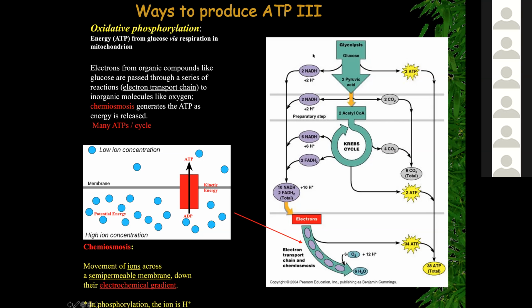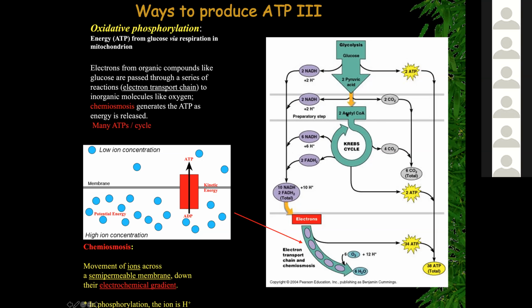So let's start here on the right with glycolysis, which results in glucose. And as I said earlier, glucose can be split into two pyruvic acid molecules. And when that happens, two ATPs are generated. And also, two electrons are given to NADH, which then can pass them on. And the pyruvate molecules are converted to acetyl-CoA.